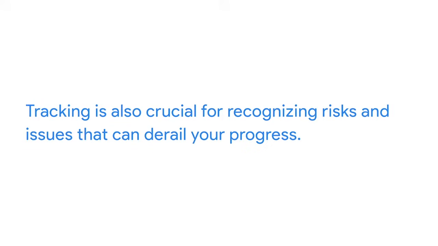This way, you're all on the same page about how the project is progressing. You'll learn about different ways to track a project later in this module. Tracking is also crucial for recognizing risks and issues that can derail your progress. With effective tracking, you'll be able to identify issues in a timely fashion and work with your team to take corrective action. By providing visibility into the various parts of the project, tracking helps you and your team identify and focus on areas at risk.